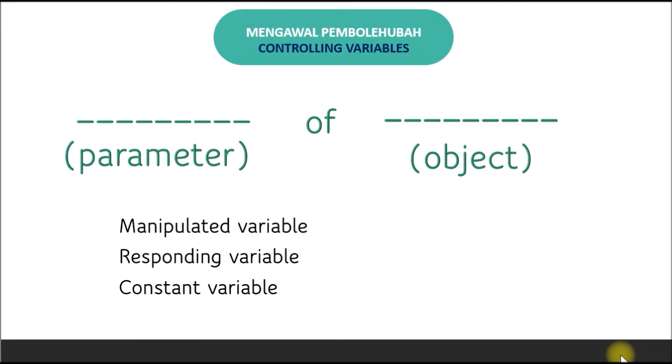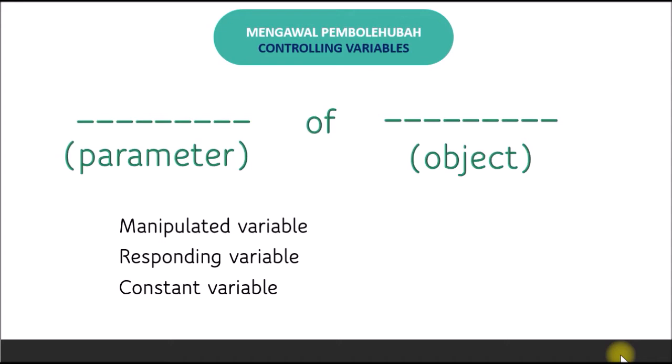Before we go further, what is a variable? Well, variables are an important part of an experiment. A variable is anything that can change or be changed. In other words, it is any factor that can be manipulated or controlled for a measure in an experiment. To write the variables, you must have the parameter with an object.